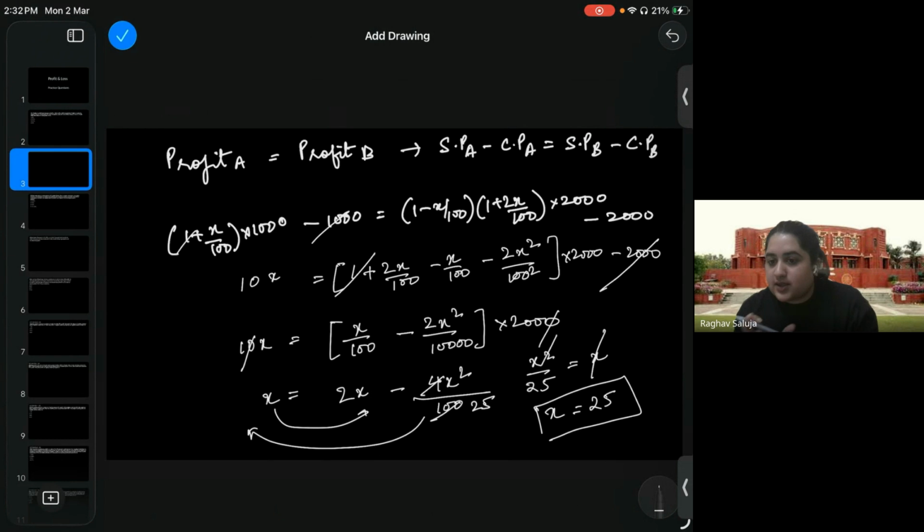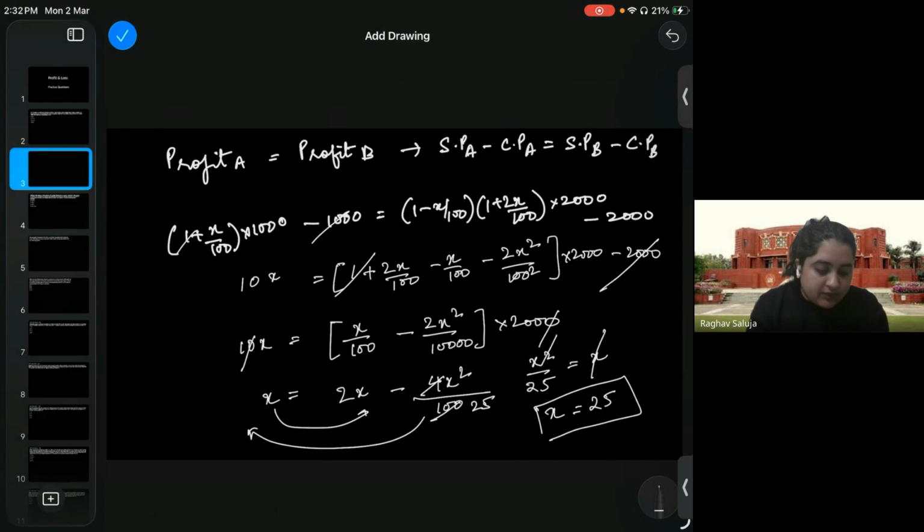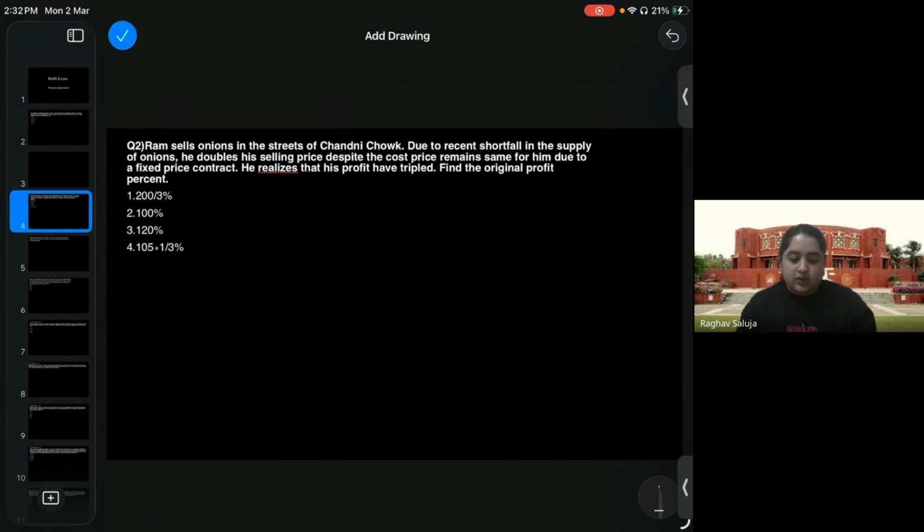And our X, which was the increased percentage of A, came out to be 25%. So now coming to the second question.